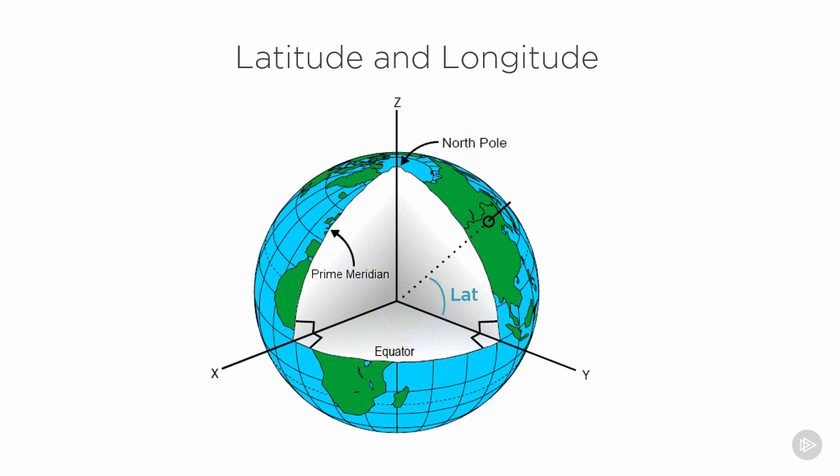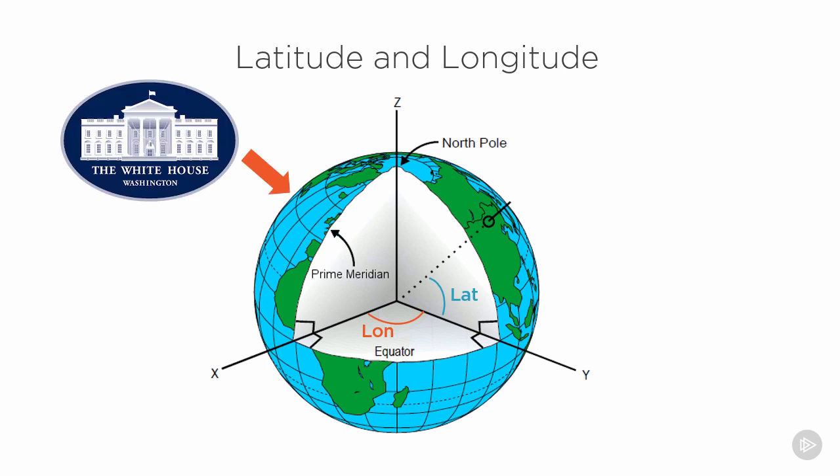Latitude is the number of degrees north or south of the equator, and longitude is the number of degrees east or west of the prime meridian, which runs from the North Pole down through Greenwich, London, West Africa, all the way down to the South Pole. The combination of a point's latitude and longitude are known as its coordinates. So for example, the coordinates of the White House are approximately 38.9 north and 77 west.